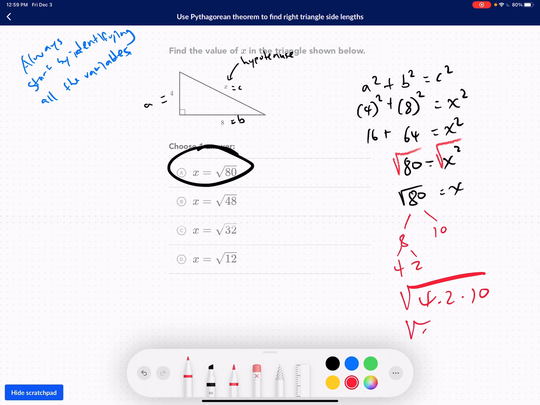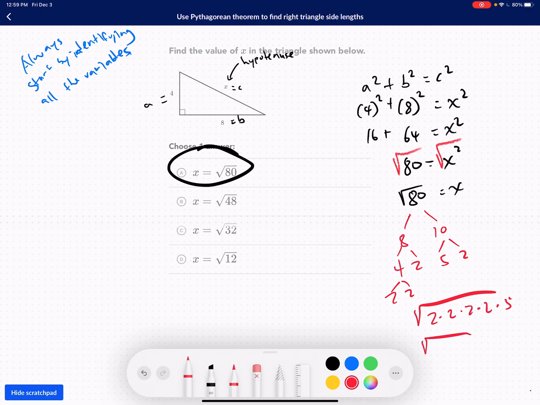But if we break it down, we got 4 times square root of 2 times 10. Actually, I'm going to have to break it down even more. So my bad, I got to break down the 10 even more. So that's going to be 5 and 2, right? And so I'm just going to break it down all the way. Okay, so we got 2 times 2 times 2 times 2 times 5.